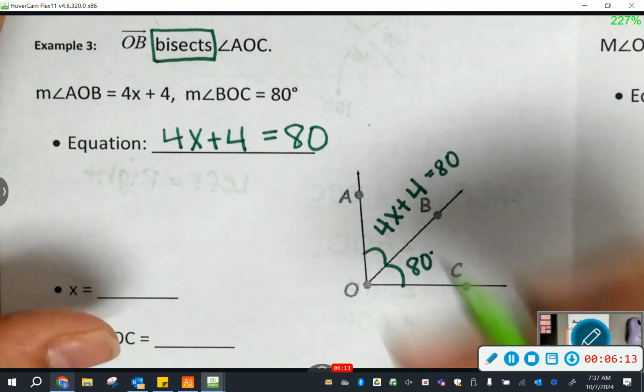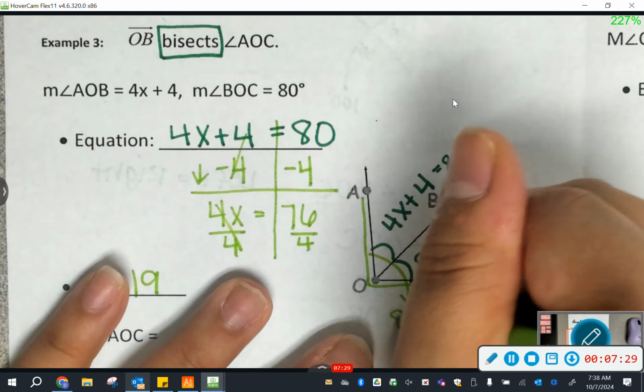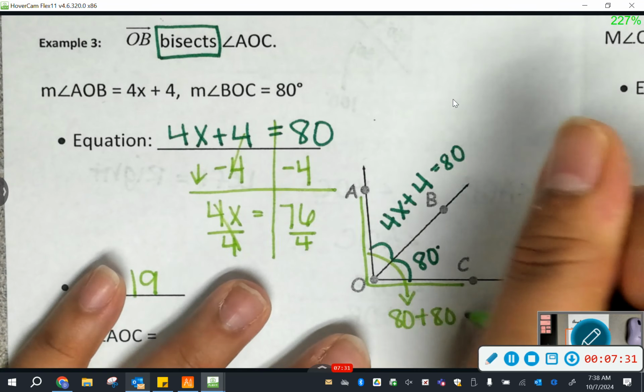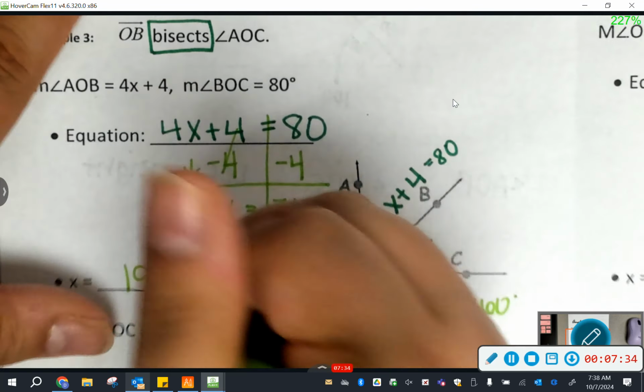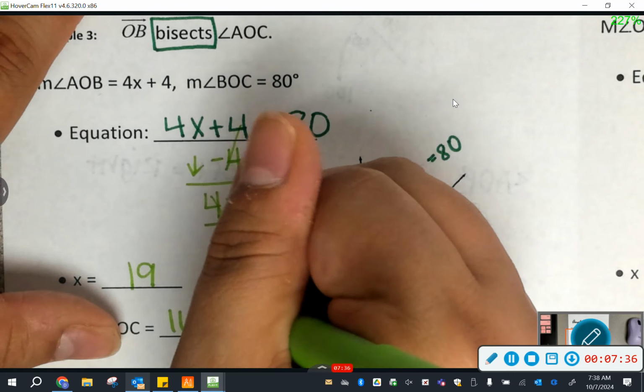But what's AOC? What's the whole thing? 80 plus 80 is 160 degrees.